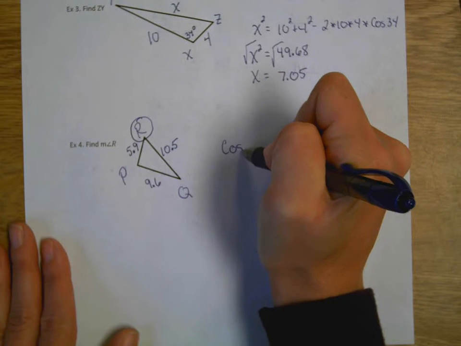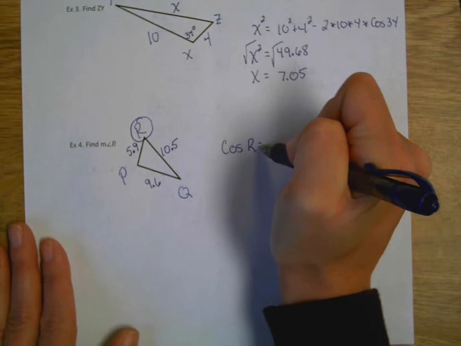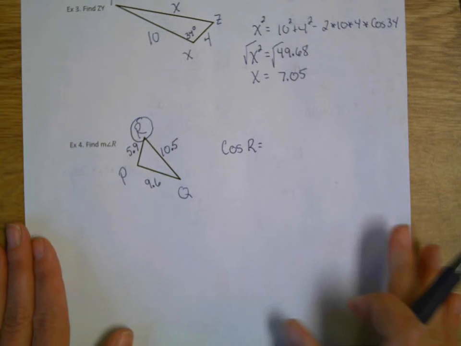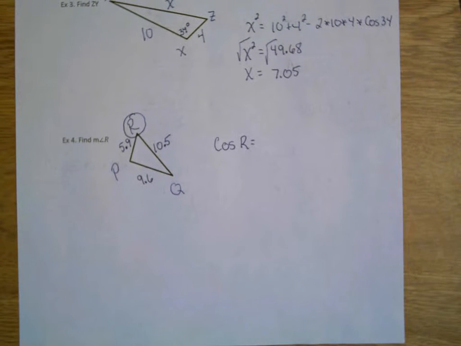So it starts out cosine of R, and Mr. Young, what do you need? You left. Okay, go ahead. Set it up for finding angle R. It does matter what number goes first.